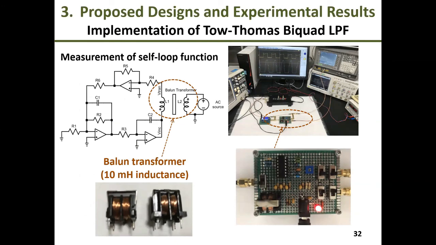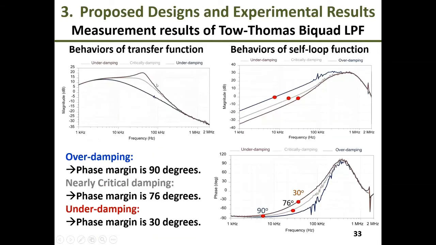We also use a 10 millihenry passive balun transformer to measure the cellular function in the implemented circuit. Now, let me show the phase margin at the unity gain in case of underdamping region. We can see that the phase margin is 30 degrees, and on the Bode plot of the transfer function, at the cutoff frequency, the gain is 20 dB.